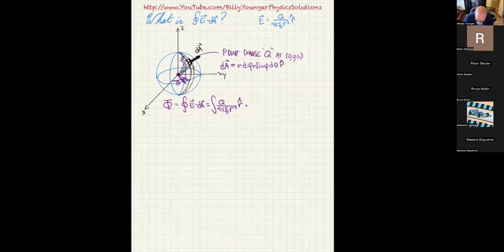Now that E has to be dotted with dA. And our dA, if I rejigger this a little bit, notice I got r d phi, r sine phi, d theta. I'm going to put it in a little bit more reasonable order. I'm going to call this r squared, and then sine phi d phi, and then d theta, and then r hat. And that's got to be dotted.